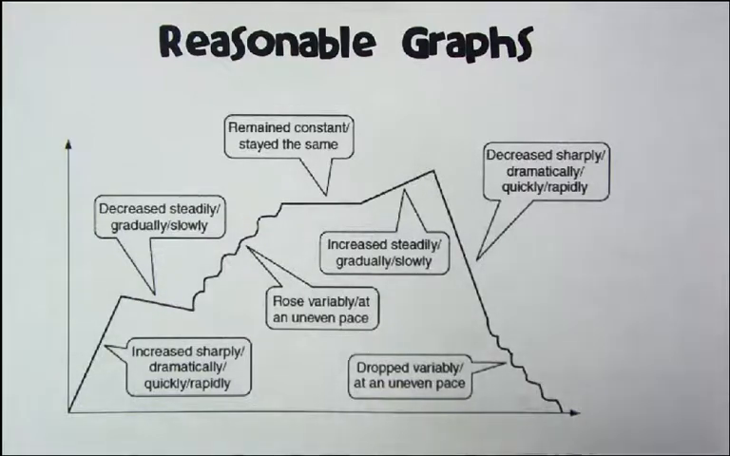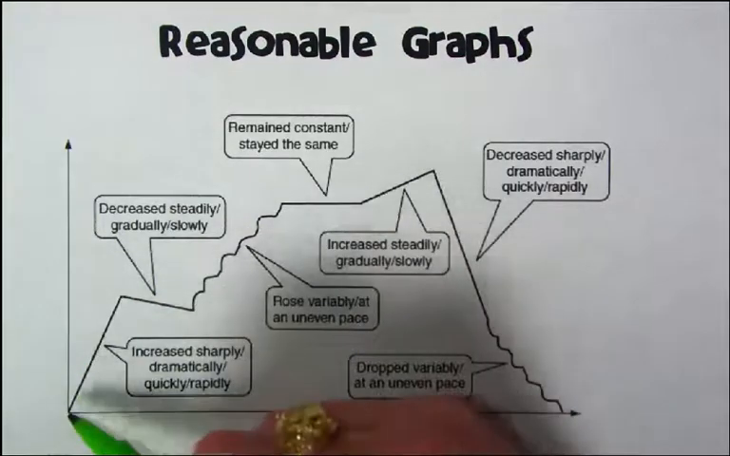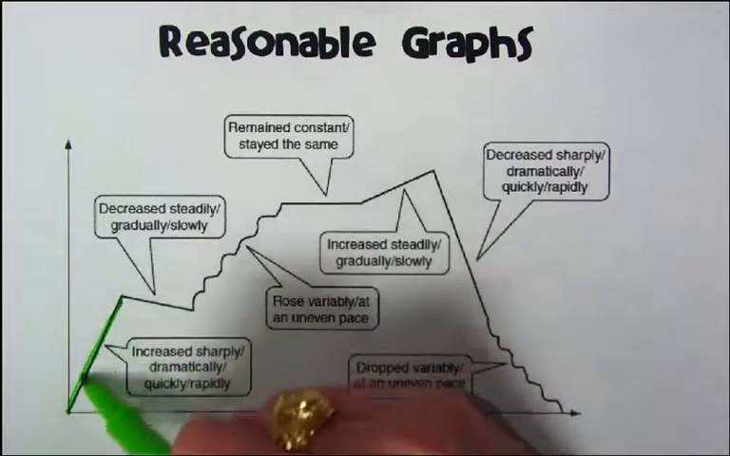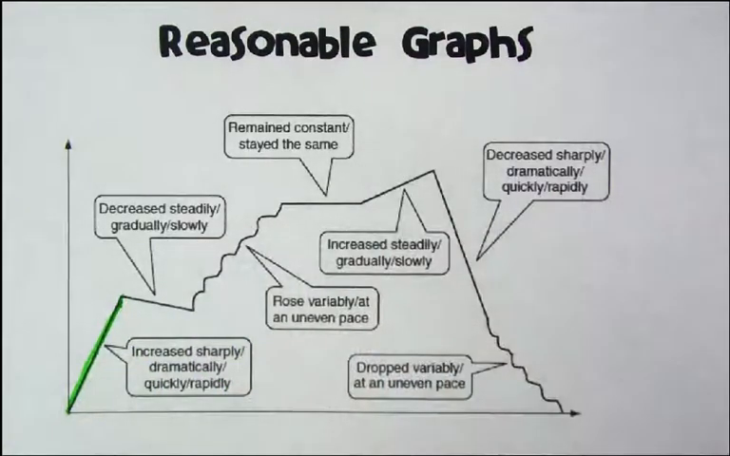So the first piece of this graph that we're going to look at is this really steep line here. So when you see a really steep increasing line, that means that whatever was going on there, you had a sharp increase or a dramatic increase, or it increased quickly, or it sped up very, very quickly. So maybe this is you walking away from a point near your house. You're walking really, really fast.